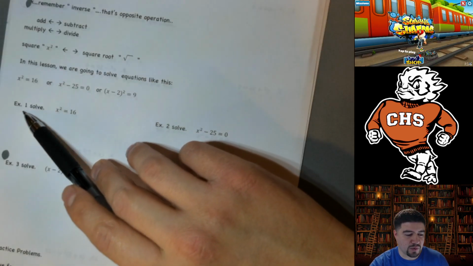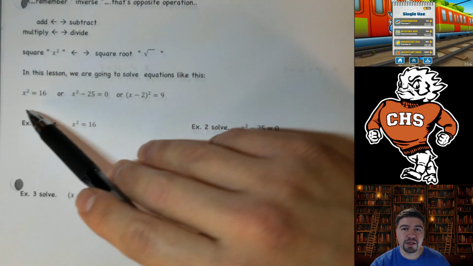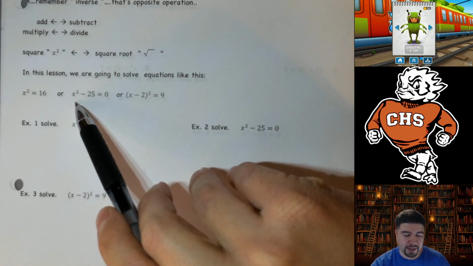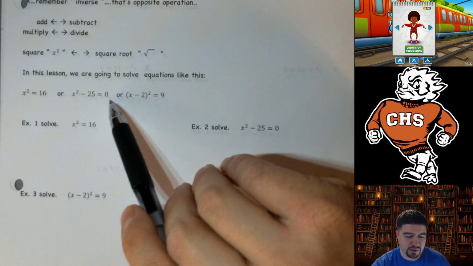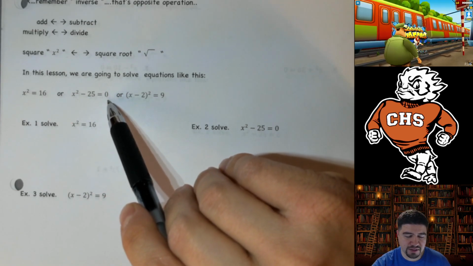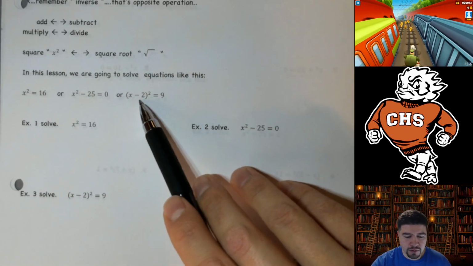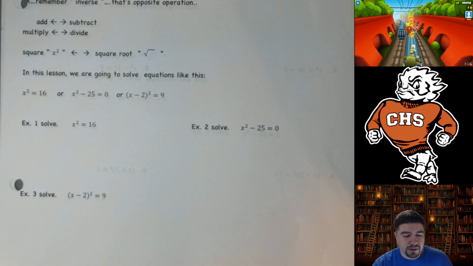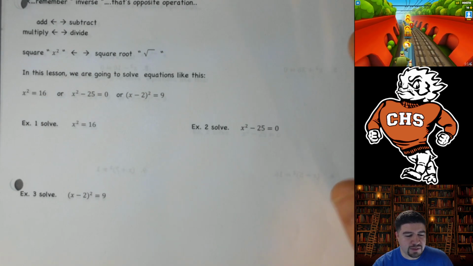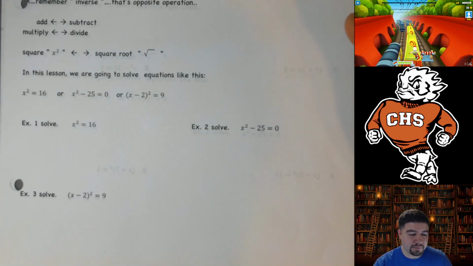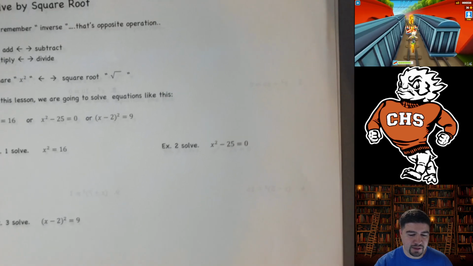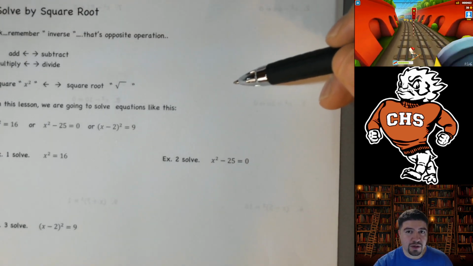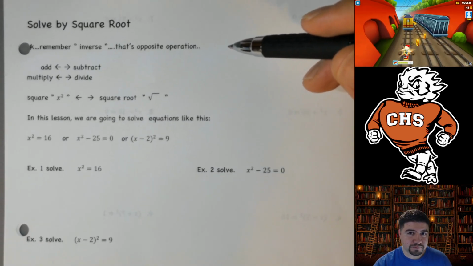Usually it's just with one number. Let me zoom in a little bit more. It's with one number and we have an x squared, or x squared minus a number equal to another number. It could be 0, could be anything else. Or sometimes they look a little bit more complicated like this. So this is a little bit more simple than the zero product property in my opinion, but I know that different people have different experiences with this. So we're just going to jump right into it.